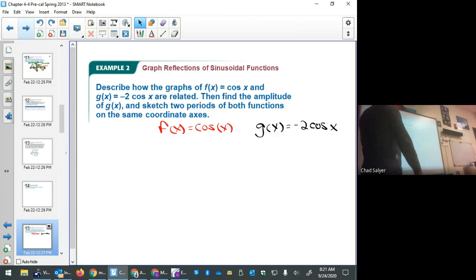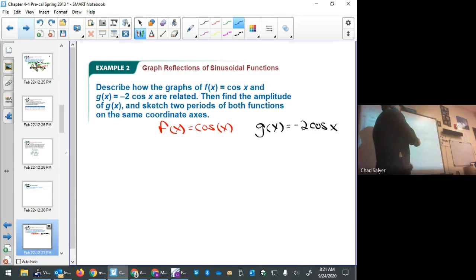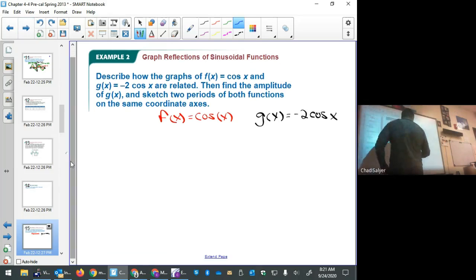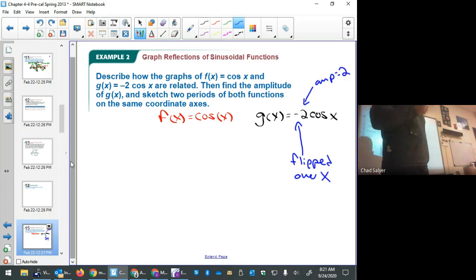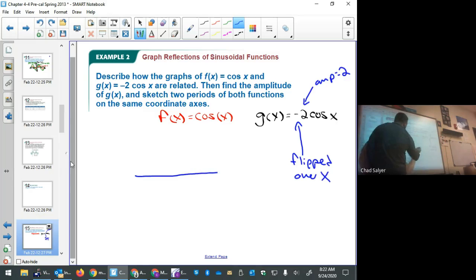All right. So what about cosine versus -2 cosine x? So we've got 2 transformations taking place. First of all, it is flipped over the x. Second of all, the amplitude is increased to 2. We used to call that a vertical stretch, and it still is, but in terms of trigonometry, it's referred to as amplitude. So let's sketch the cosine of x.